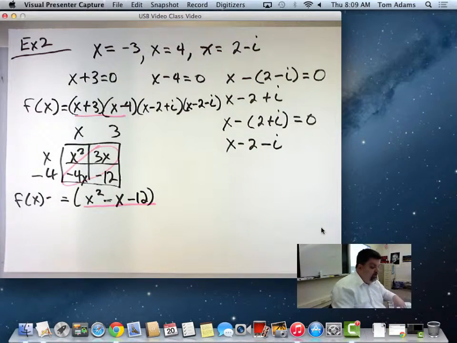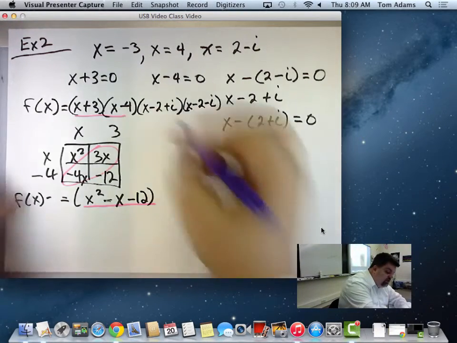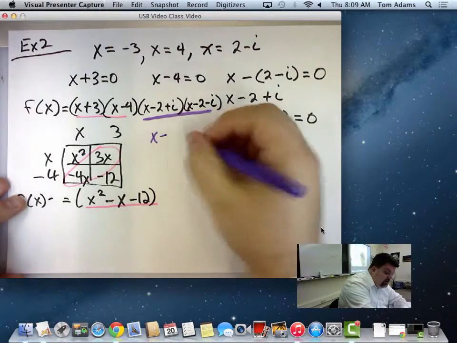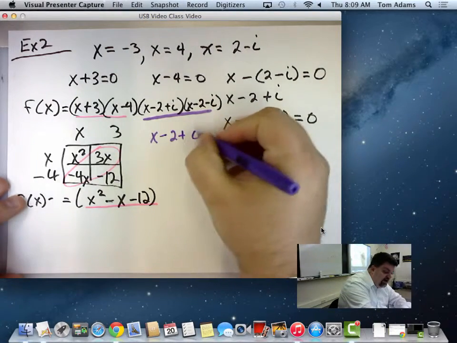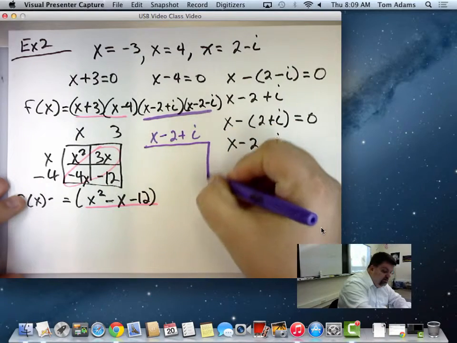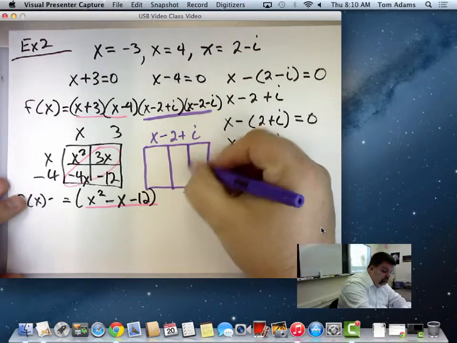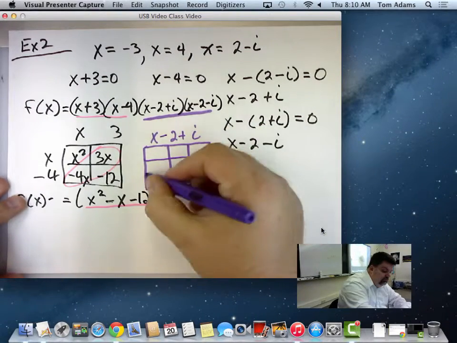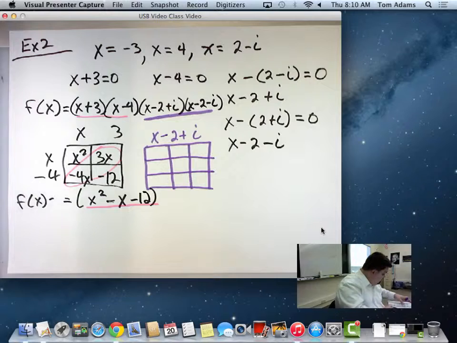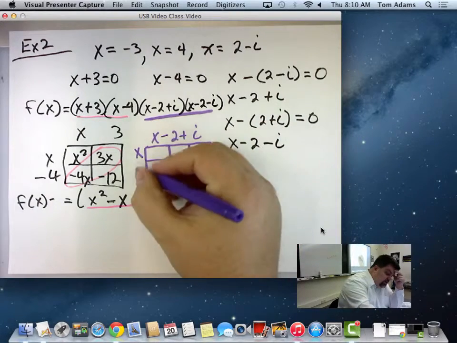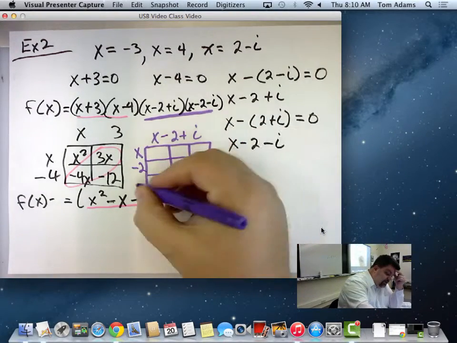Now I got to do the same thing with this. This one's a little trickier. Okay. So this one I'm going to write off to the side. Well, maybe I could squeeze it in here. So I need to FOIL this. So I'm going to say x minus 2 plus i, oh wow, this looks crazy. And then this is going to be x minus 2 minus i.